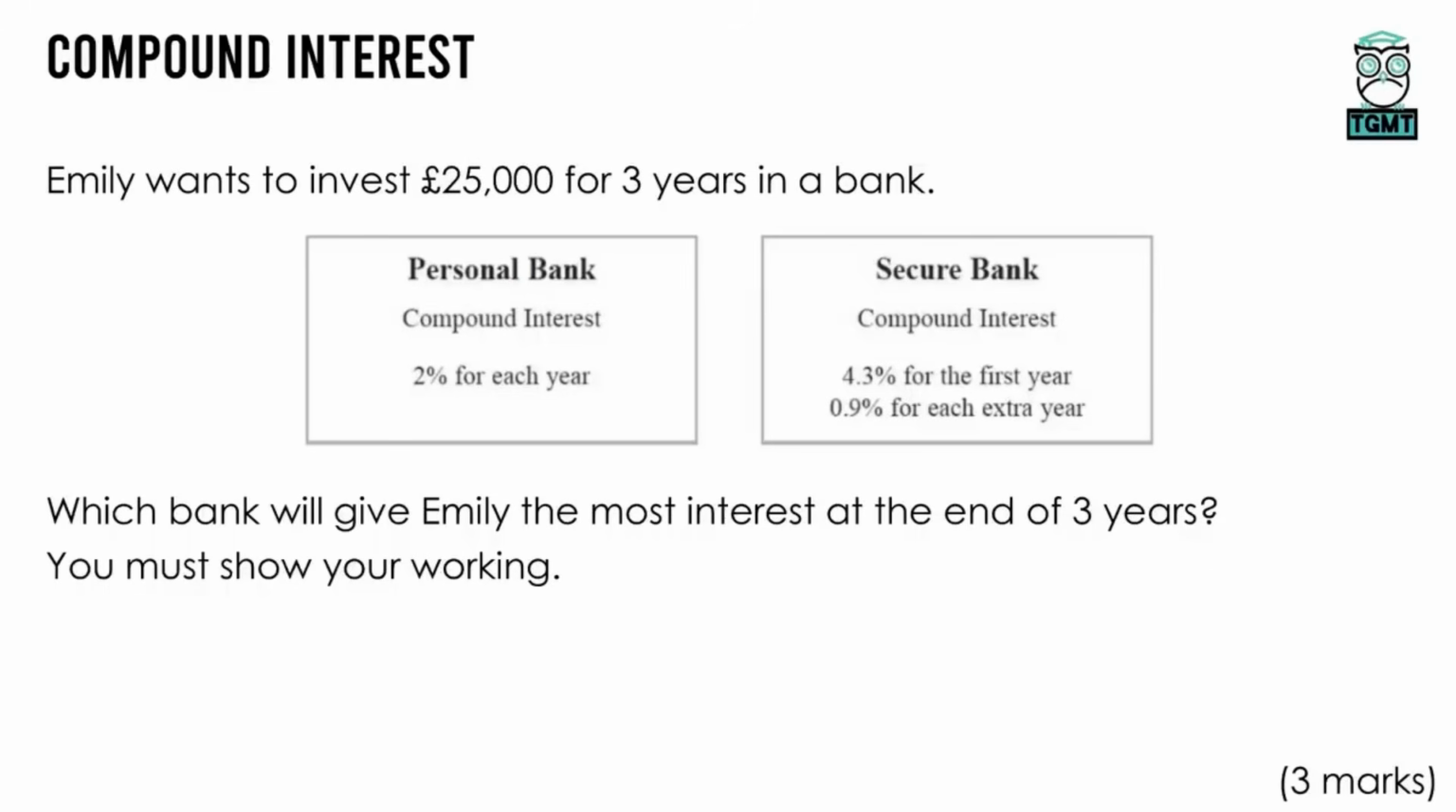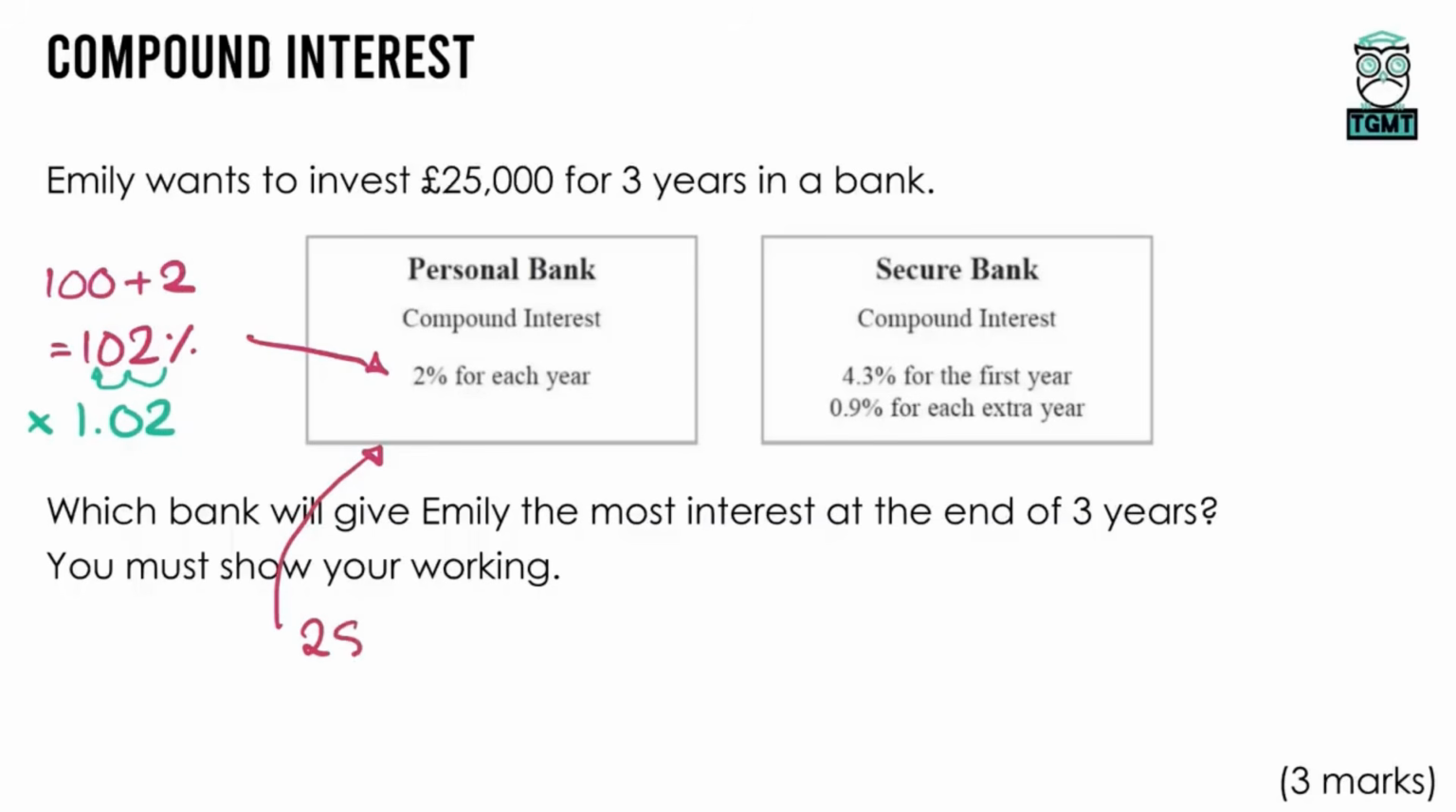Now, when you are dealing with compound interest, all we need to do is figure out the multiplier that we need. Now, to figure out the multiplier, essentially, we add the percentage that we've been given to 100%. So 100 plus 2 means that each year it's 102%. Now, as a multiplier, all we have to do is turn that into the decimal version, which is just dividing by 100. So it's 1.02. And that's what we have to multiply by to increase by 2%. So in this question here, for personal bank, we start with £25,000. We have to multiply by 1.02. And that will do 1 year.